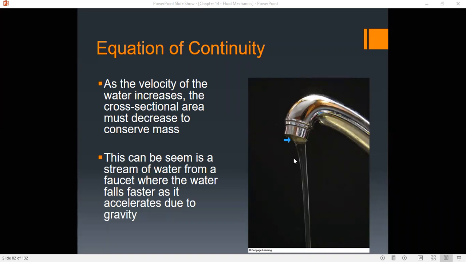Notice what happens. The cross-sectional area is getting smaller and smaller and smaller. Why? Because the fluid is accelerating as it falls. Again, it's incompressible or nearly incompressible. So when it's going slower, it has to occupy a larger cross-sectional area to maintain that volume. As it picks up speed, that cross-sectional area becomes less and less. Again, this is just free fall. Nothing really complicated going on here.